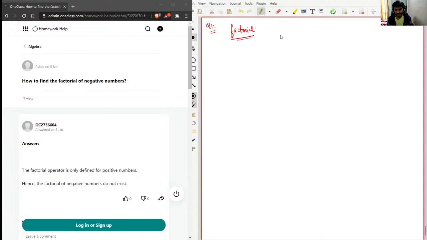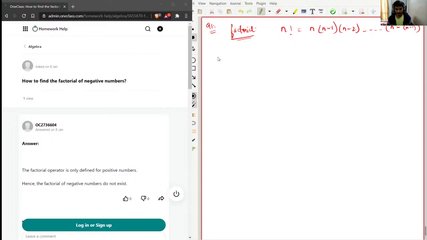So for example, let's say I have a number n. To find the factorial of n, we multiply n with n minus 1, with n minus 2, and it will go on until 1. So this is the formula for factorial.